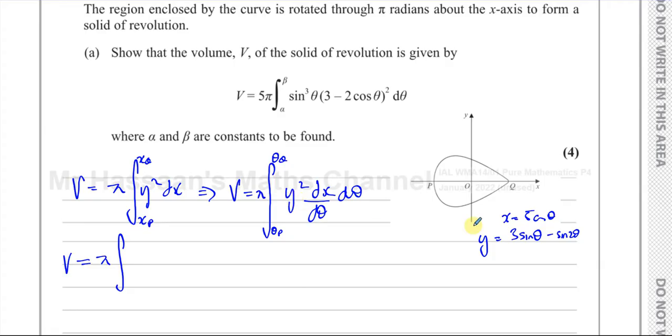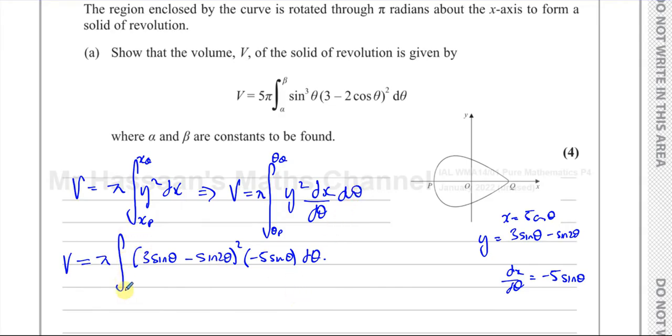But y squared, I'm going to have all of this squared, which is 3 sine theta minus sine 2 theta, squared, multiplied by dx d theta. Now if x is 5 cosine theta, dx d theta is minus 5 times sine theta. So I've got times minus 5 times sine theta d theta. So that's what I've got so far.